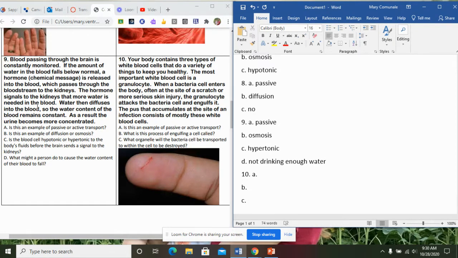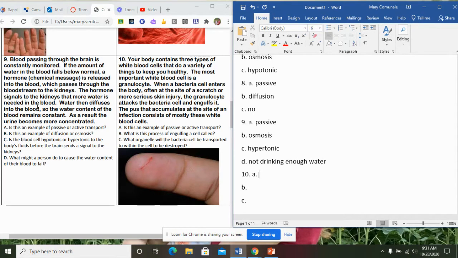Your body contains 3 types of white blood cells that do a variety of things to keep you healthy. The most important white blood cell is a granulocyte. When a bacteria cell enters the body, often at the site of a scratch or more serious skin injury, the granulocyte attacks the bacteria cell and engulfs it. The pus that accumulates at the site of an infection consists mostly of these white blood cells. So if you ever were to get an infection and you do have pus coming out of your body in one place or another, that pus is actually your white blood cells. So whenever you're wiping it off, you're actually cleaning up dead white blood cells, which sounds kind of gross.